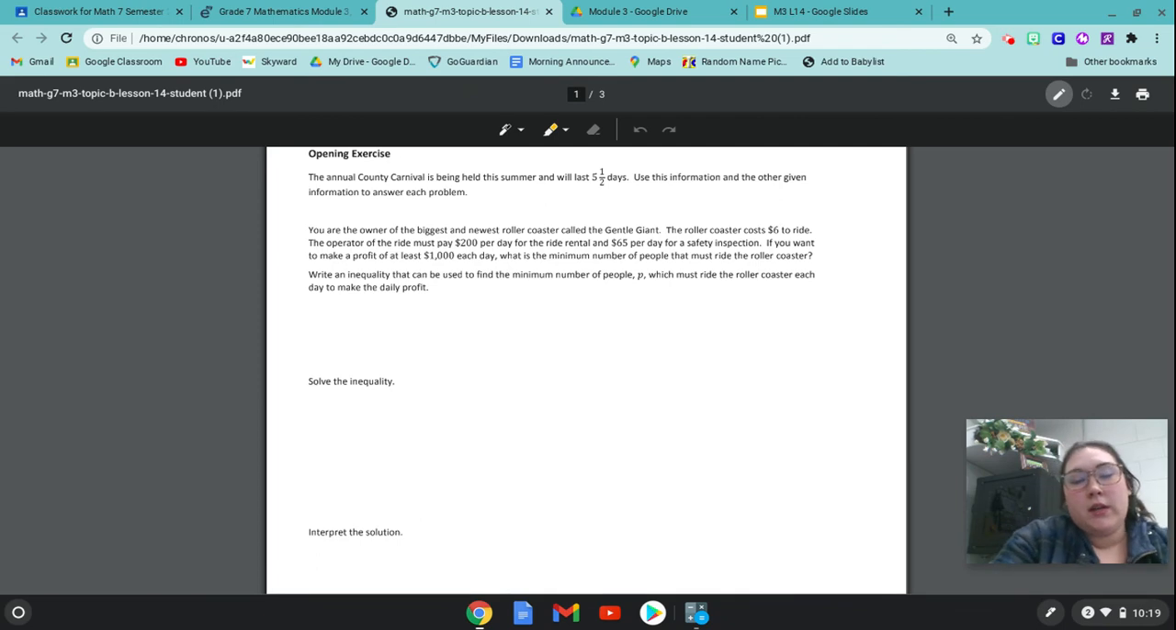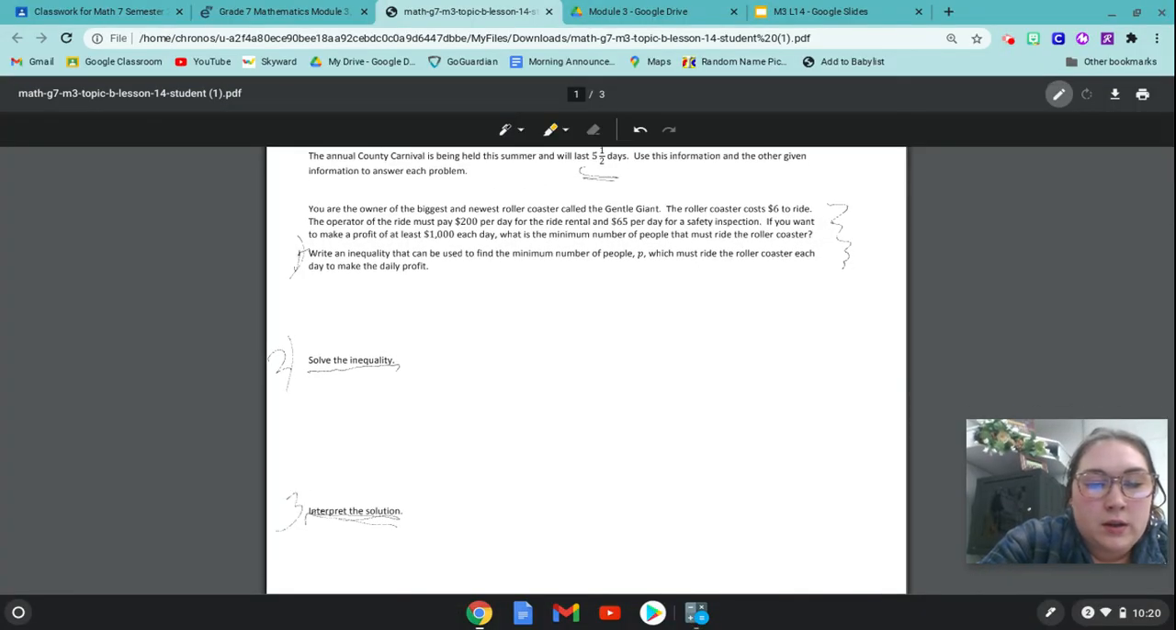So what's different here is we need to solve an inequality and interpret the solution. So that's what we're going to be focusing on, how to do that in this lesson. So this problem is: the annual county carnival is being held this summer. It will last 5.5 days. We're going to use this information and this other given information to answer each of these problems. We have to 1, write an inequality, 2, solve the inequality, and 3, interpret the solution. This is going to be the same scenario you use for all of your problems, so make sure you're paying attention because you might get some valuable information here.